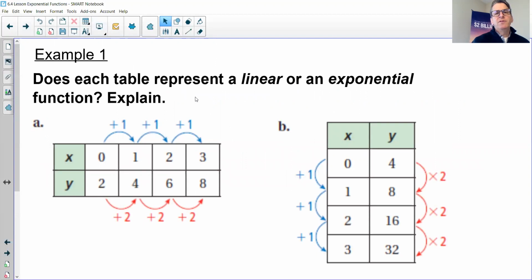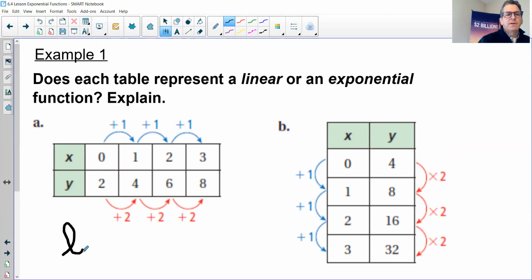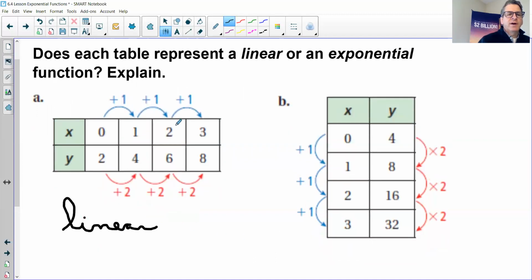Example 1. Does each table represent a linear or an exponential function? Letter A, x 0, 1, 2, 3, y 2, 4, 6, 8. So as x increases by 1, y increases by 2. So the rate of change is constant. So this is considered linear.